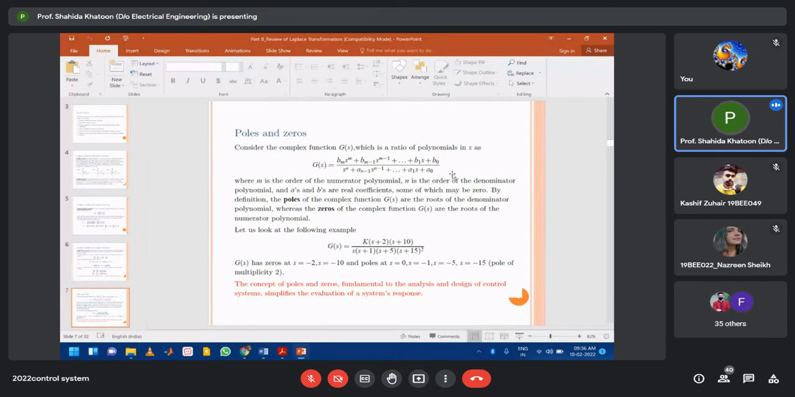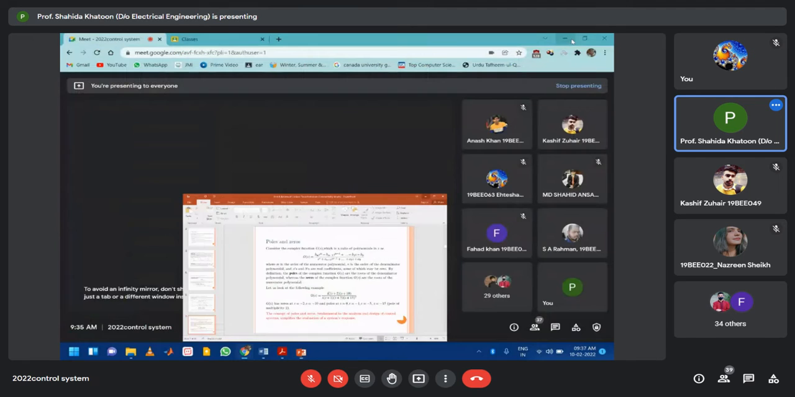So I want you to take these notes very seriously and write the definitions of poles and zeros in your notebook. Take the notes and upload them after this class is over on the Google Classroom. I will create an assignment there. So you have to upload the written material of this class. All right. So take notes.